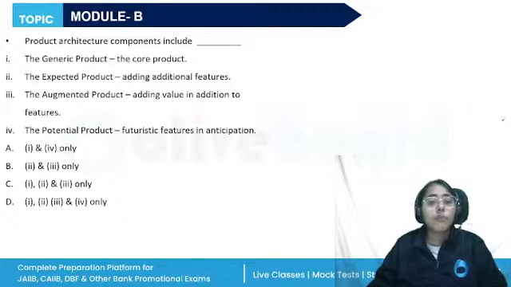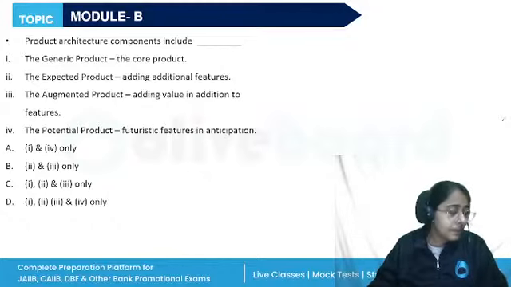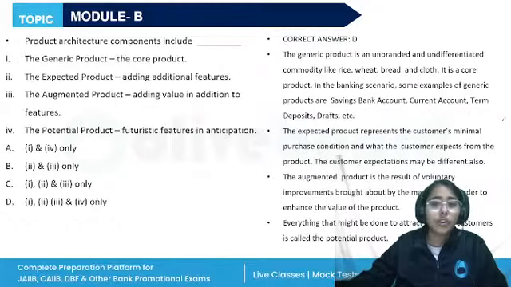Product architecture components include what type of products offered by the banks? The generic product, which is the core product, expected product, additional features, augmented product, adding value in addition to the features, and the potential product, which is futuristic features in anticipation. So we do have four types of products, and the correct answer will be option D. Option D. All of these are correct.